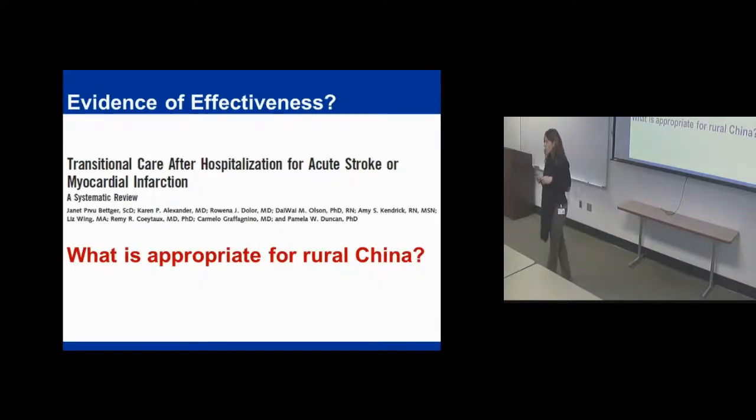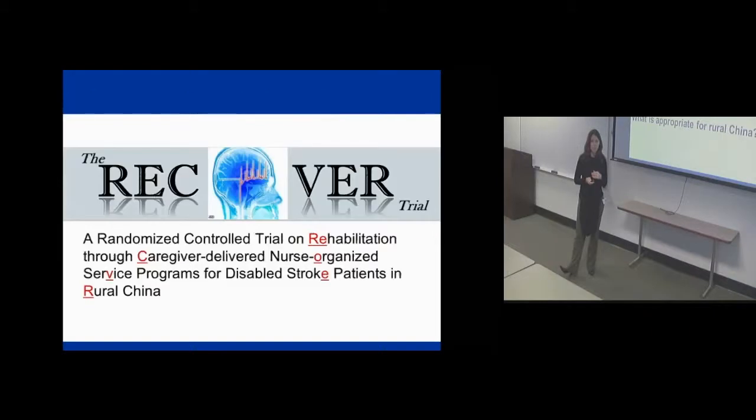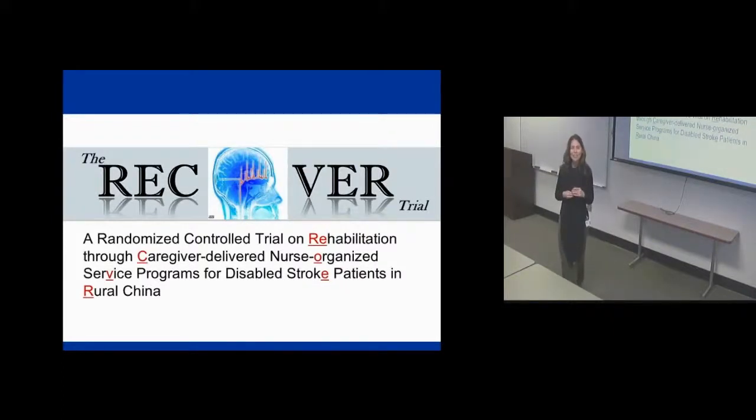Initially, we were hoping that we could look at the early supported discharge model and adapt it in a way that would be appropriate in rural China, working with the China Rural Health Initiative communities, and we just didn't have the resources available to be able to do that as an implementation project. And so out from these discussions came the RECOVER trial, a randomized control trial, I love how acronyms come together, don't you, on rehabilitation through caregiver-delivered, nurse-organized service programs for disabled stroke patients in rural China. I have to read it because I won't remember that whole thing.